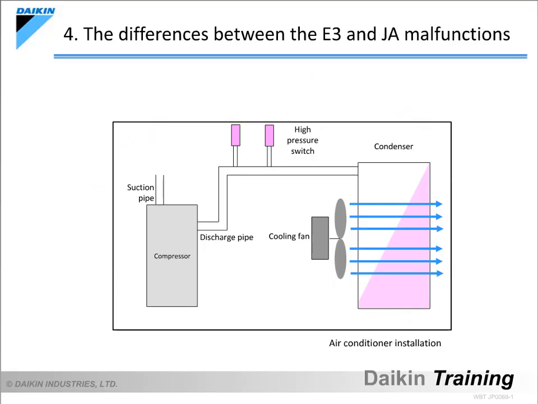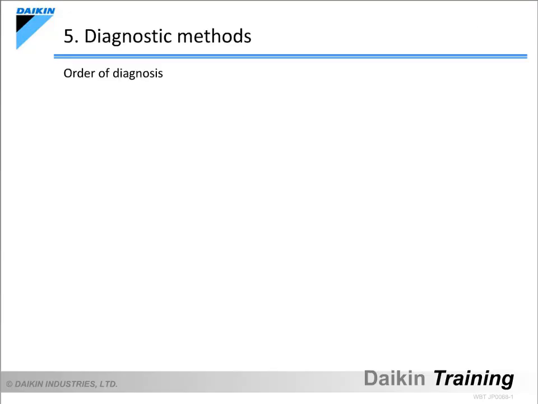Meanwhile, the JA malfunction is merely caused by problems with the high pressure value itself, such as a faulty sensor, faulty outdoor unit PCB, or poor connection between the high pressure sensor and outdoor unit PCB. Let's now learn about how to diagnose the E3 and JA malfunctions.